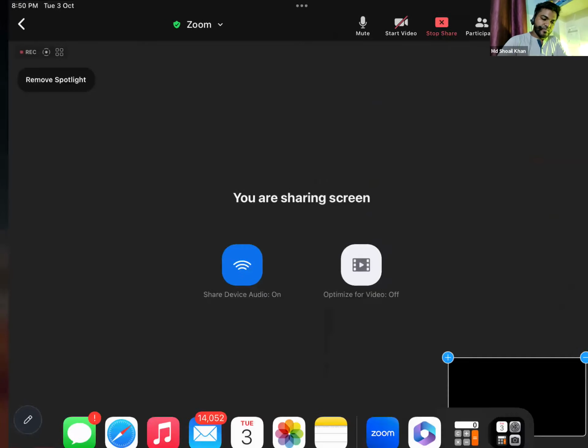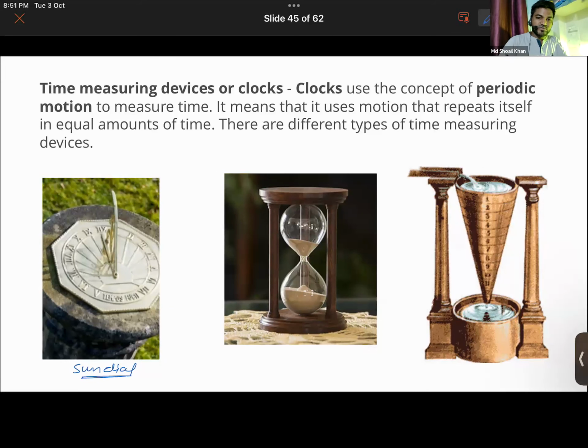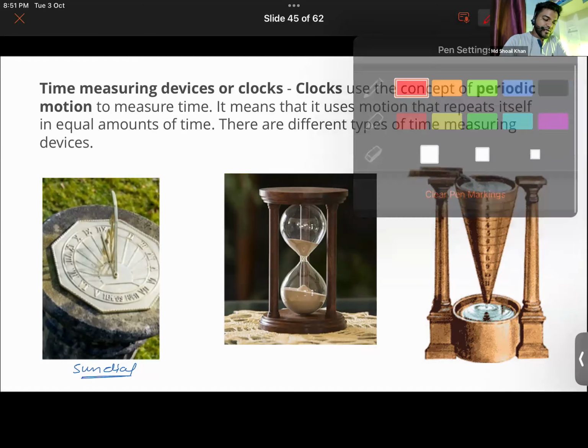Yes, sir. Okay. Guys, are you having some network problems? Sundus, is your network connection okay? Yes sir, a little problem. Okay, no issue.